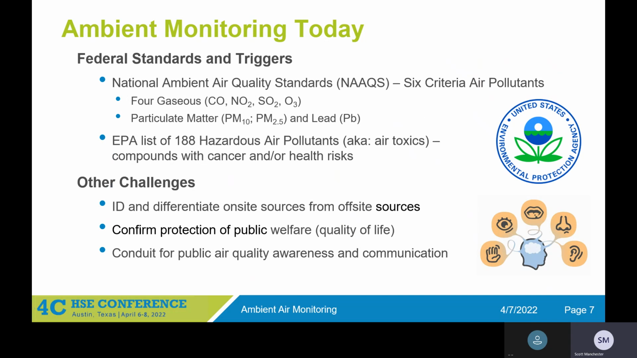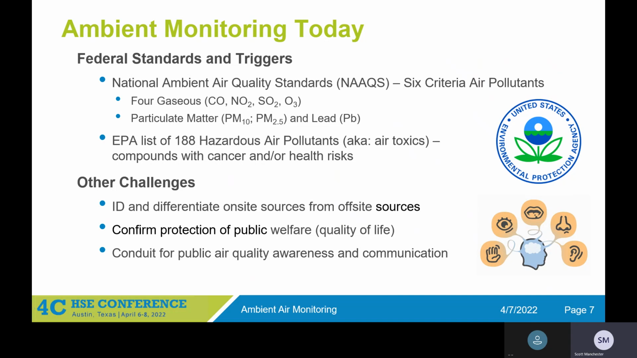So just to talk about some federal standards and triggers for air monitoring. The big one that most folks are aware of is National Ambient Air Quality Standards, and those talk about 6 criteria air pollutants: 4 gases: CO, NO2, SO2, and ozone, and particulate matter. That's inhalable particulate matter less than 10 microns in diameter, or fine particulate less than 2.5 microns in diameter. They count those as one, I guess. And then lead, also airborne lead, is tracked as well. The other trigger is EPA has a list of hazardous air pollutants. They're also called air toxics, and those are compounds that have cancer and potential serious health risks to them. So those also can trigger air monitoring.